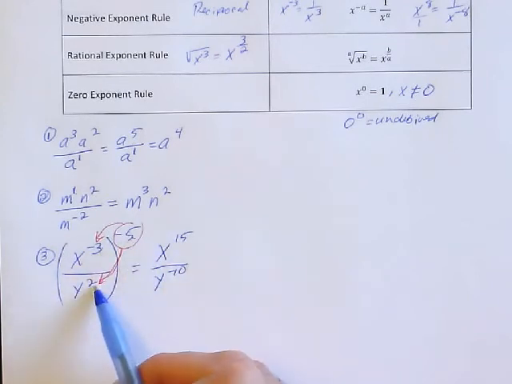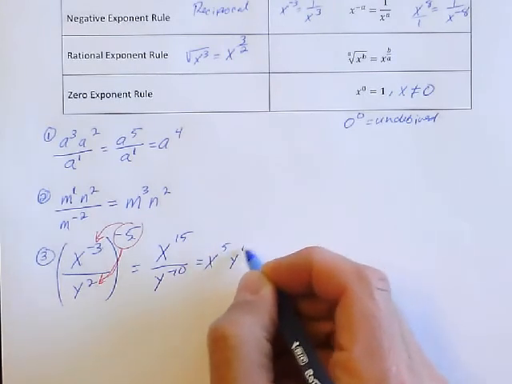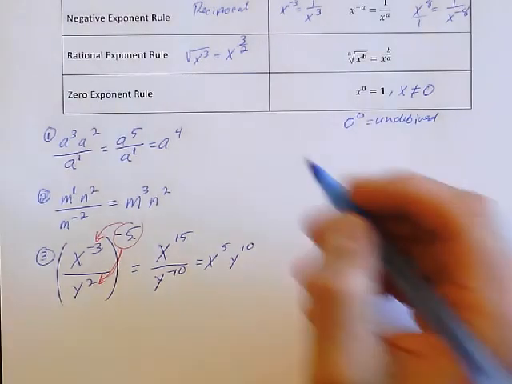Negative 5 times negative 3 is a positive 15. Negative 5 times a positive 2 is a negative 10. And now to make this look pretty, x to the 5th, y to the 10th, because I'm going to move that negative exponent into the numerator. It's not a hard, fast rule that you always have to have positive exponents, but in your homework and in other courses, it is more convenient to have a positive exponent.